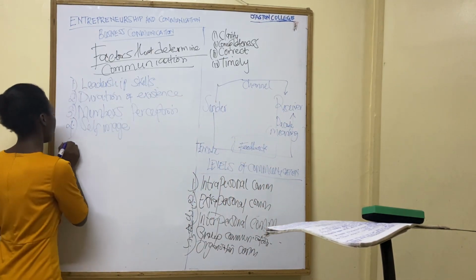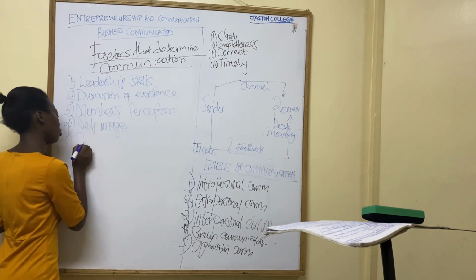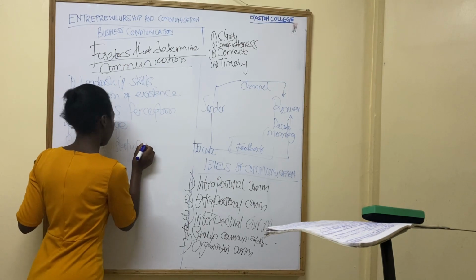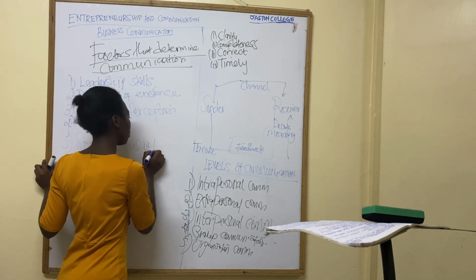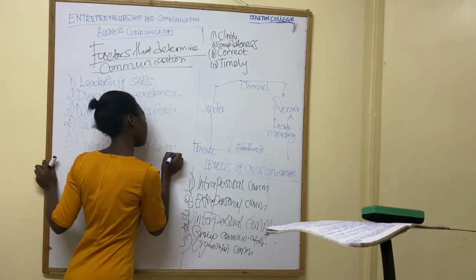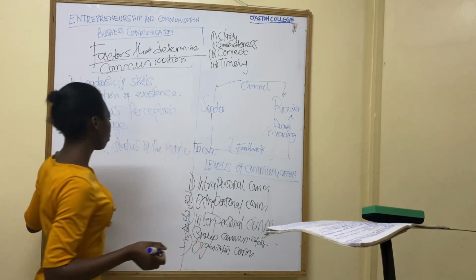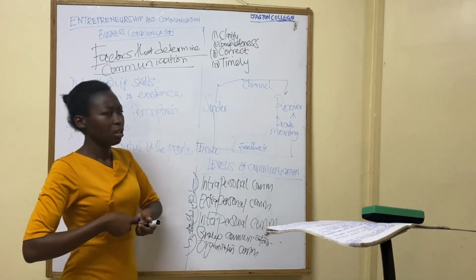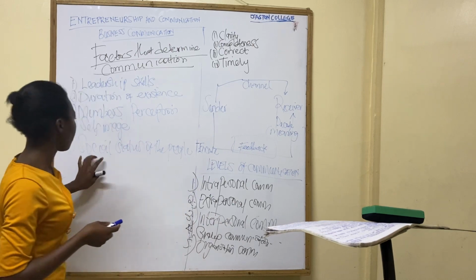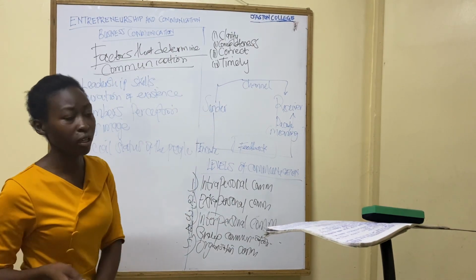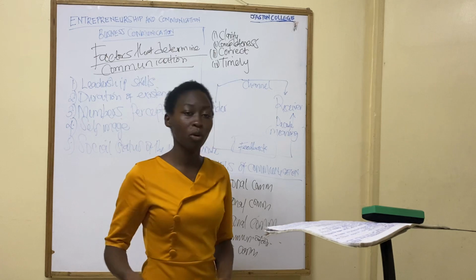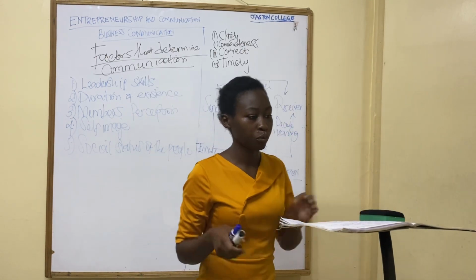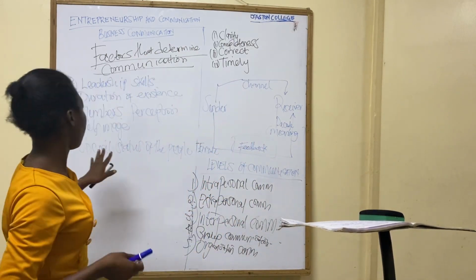We also have the social status of the people you are communicating to. Maybe you are talking to a customer, customers of a certain community. So you should have this factor: the social status of the people you are talking to, of the people you are giving your information to. So these are the main factors.